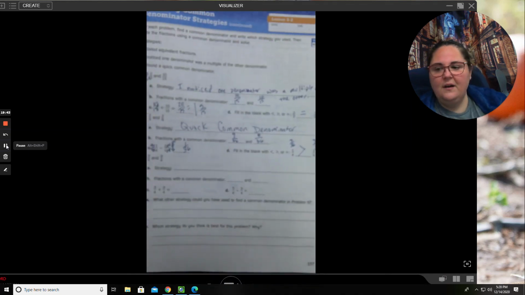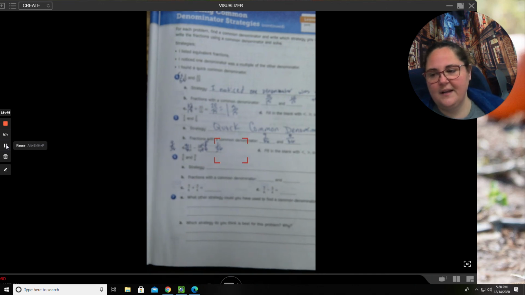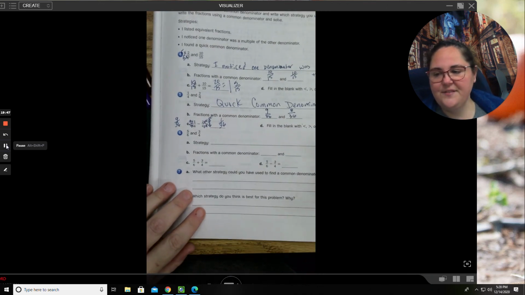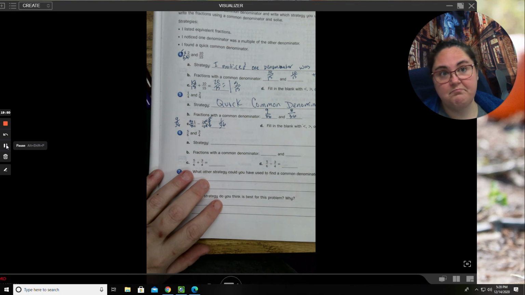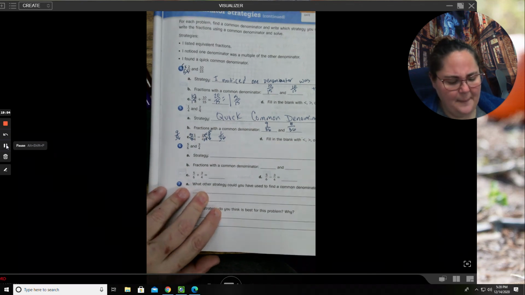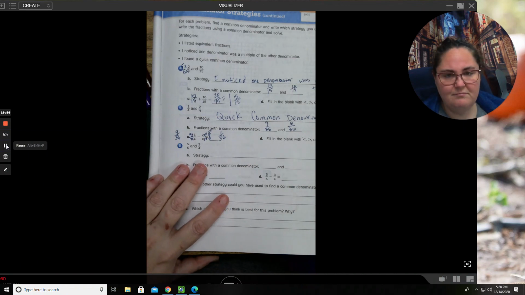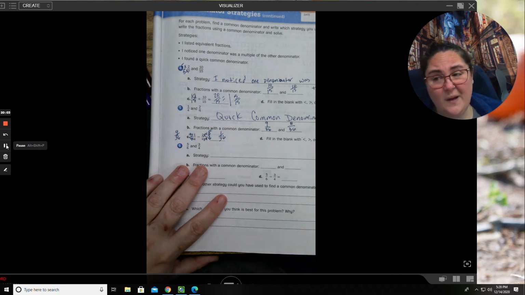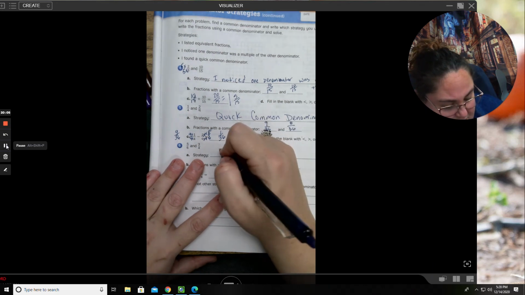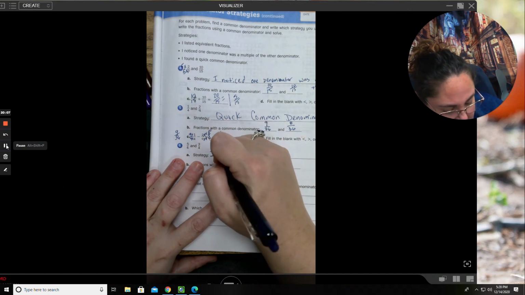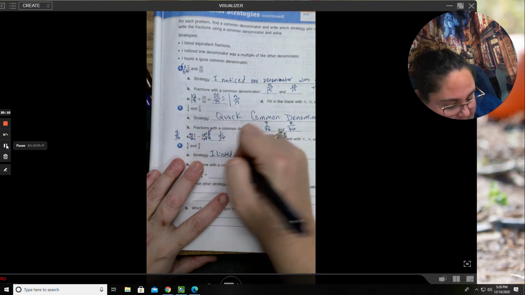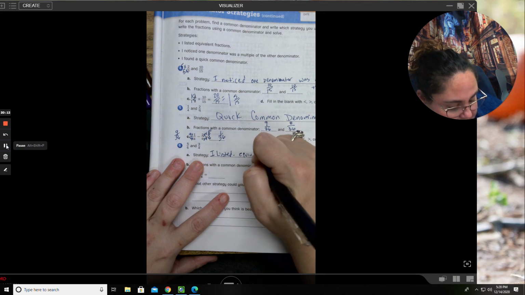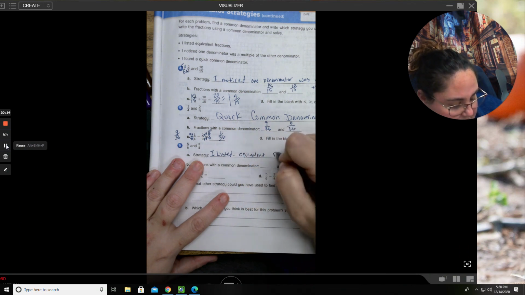All right, here we go. I'm going to zoom out just a little bit so you can see my next question. 5/6 and 3/4. This one, my denominator is not a multiple. I could use the quick common denominator, but I think there's an easier way. For this one, I'm going to list out my equivalent fractions.